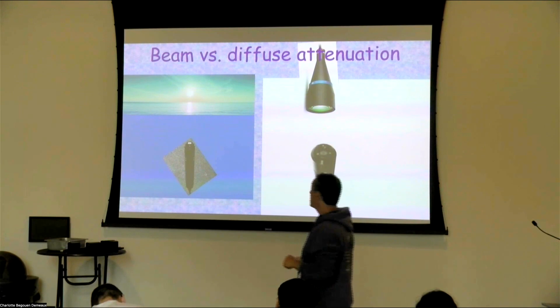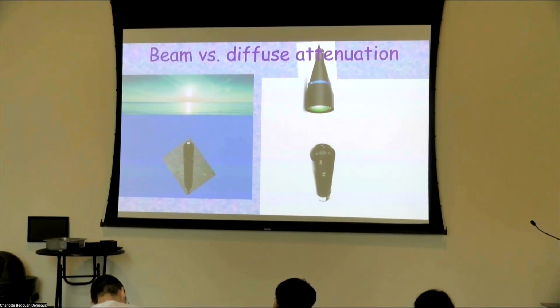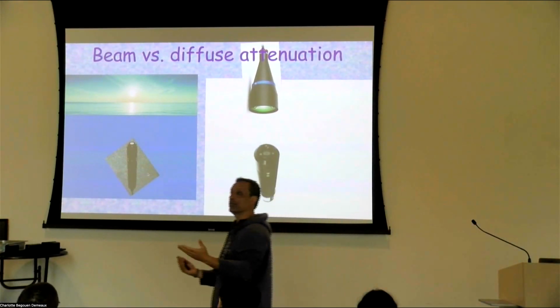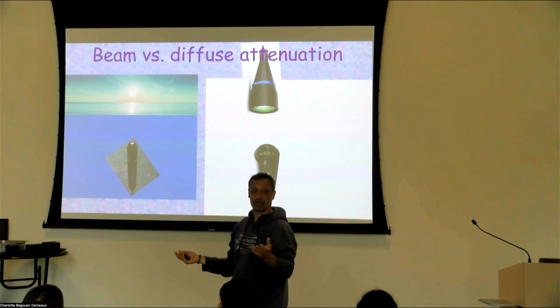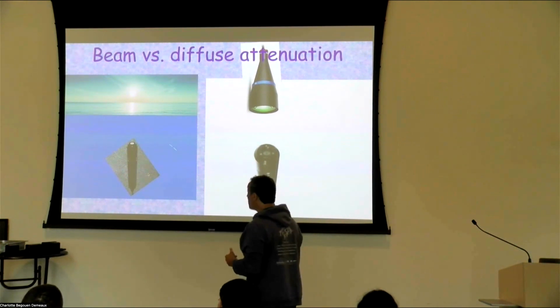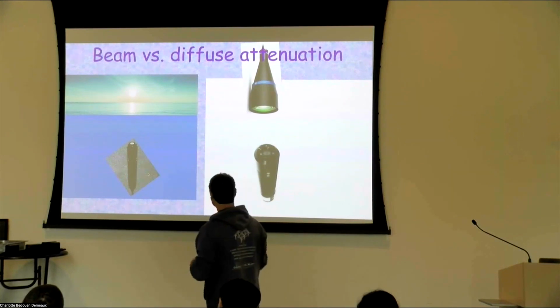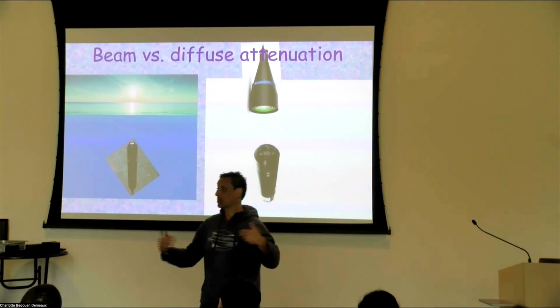So which one do you think is going to be higher? Which one is going to give me a higher attenuation, the beam attenuation or the diffuse attenuation? Beam is always higher. It turns out that the diffuse is mostly affected, and we'll talk about this next week, by absorption, while the beam is mostly affected by scattering. Scattering tends to be higher than absorption.